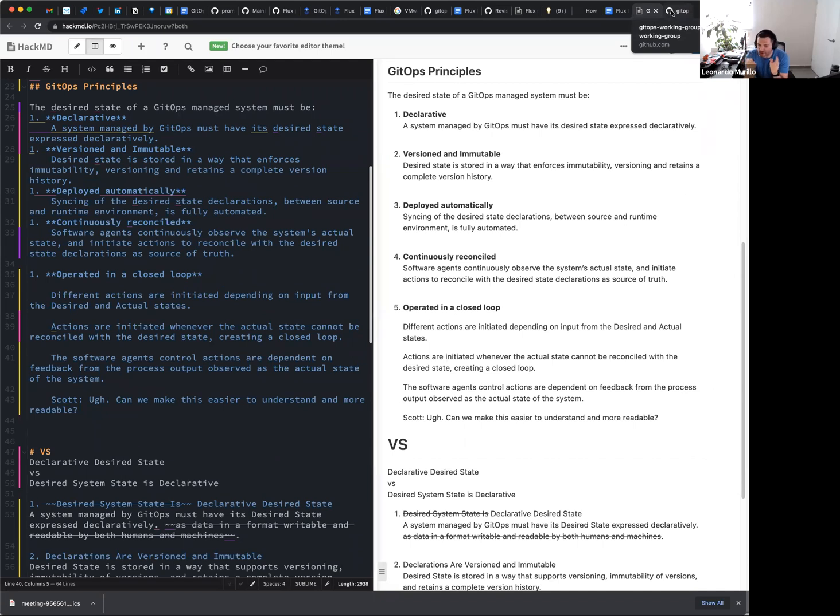So if we're talking about desired state is operated in a closed loop, that means that something is flowing back into the desired state. No, it doesn't. But I hear you. Input is flowing back into the agent. Correct. But if you read this independently, the desired state of a GitOps managed system must be operated in a closed loop. That's just one sentence. One very likely way to interpret that is that a system that is managed by GitOps is going to feed back into the desired state because the desired state is operating in a closed loop.